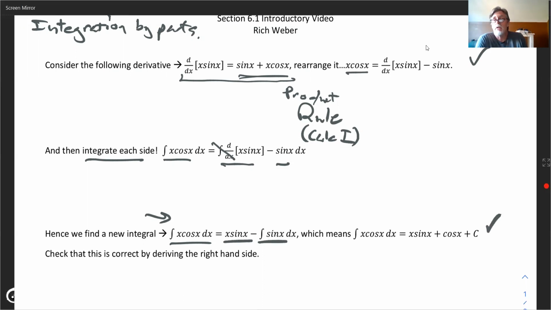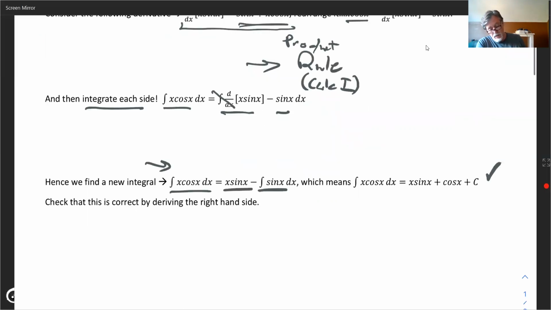We have the integral of x times cosine x. We could not do that in Calc 1. There is no product rule for integration. But notice how this thing started. It started with the product rule. So in a sense, integration by parts allows us to reverse the product rule in a way. So there's a pattern here. Pretty cool stuff.